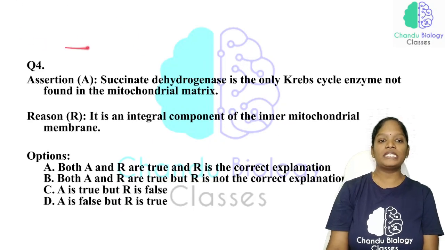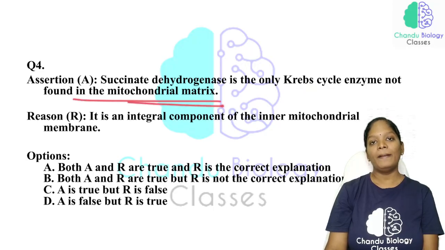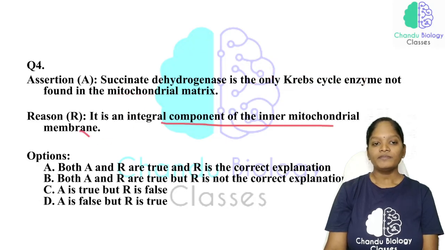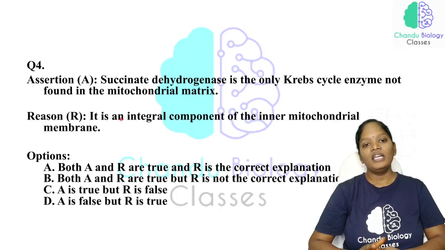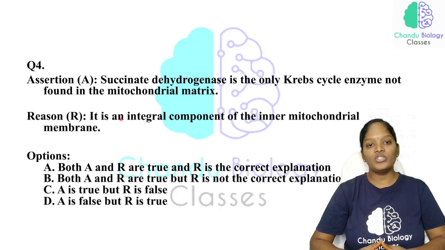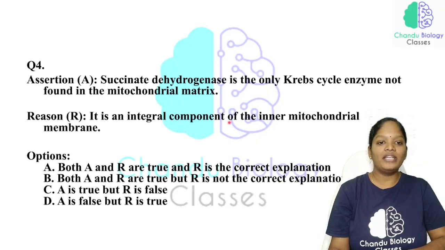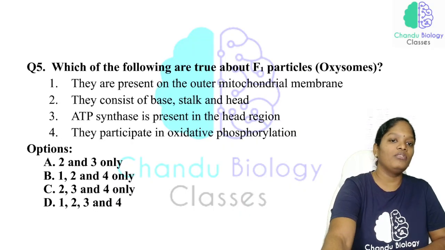Now, the fourth question is: assertion, succinate dehydrogenase is the only Krebs cycle enzyme not found in the mitochondrial matrix. See here, only Krebs cycle enzyme not found in the mitochondrial matrix. It is an integral component of the inner mitochondrial membrane. So what have we studied? The enzymes required for the Krebs cycle will be present in the mitochondrial matrix, but there is an exemption, and that exemption is succinate dehydrogenase. Okay, so the answer will be both A and R are true, and R is a correct explanation of A.